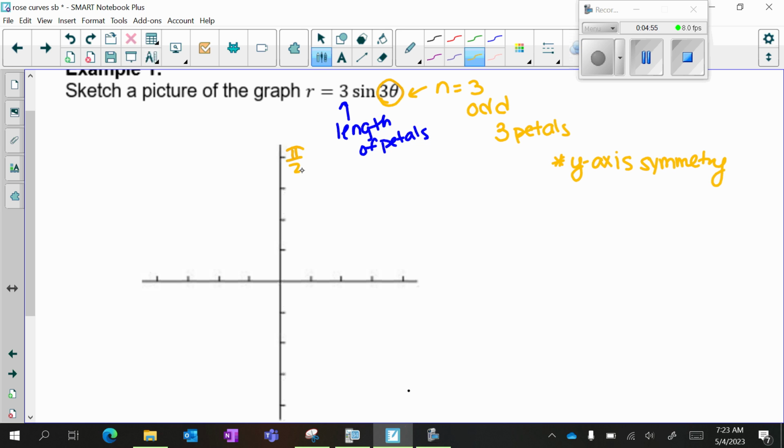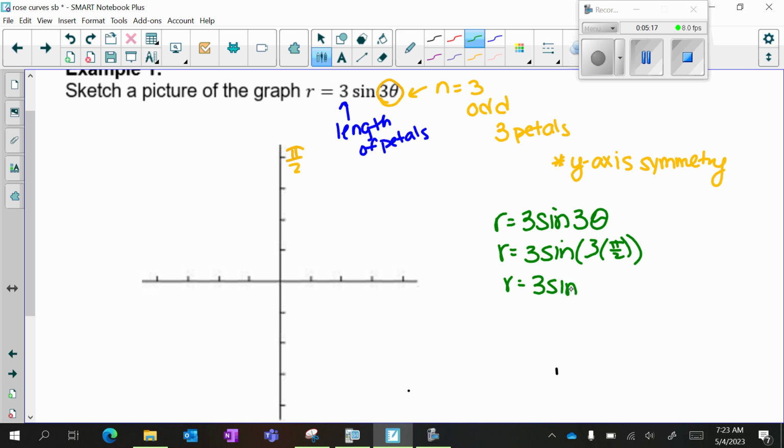If I plug in pi over 2 for theta and I get a positive 3, it's going to be positive on the top part of my axes. If it's negative 3, it's going to go down. So let's do that now. I have r equals 3 sine 3 theta. And I'm going to substitute pi over 2. So this becomes 3 sine of 3 pi over 2. So from your unit circle or from your graph, you should know that the sine of 3 pi over 2 is negative 1. So this is 3 times negative 1, so r is equal to negative 3.